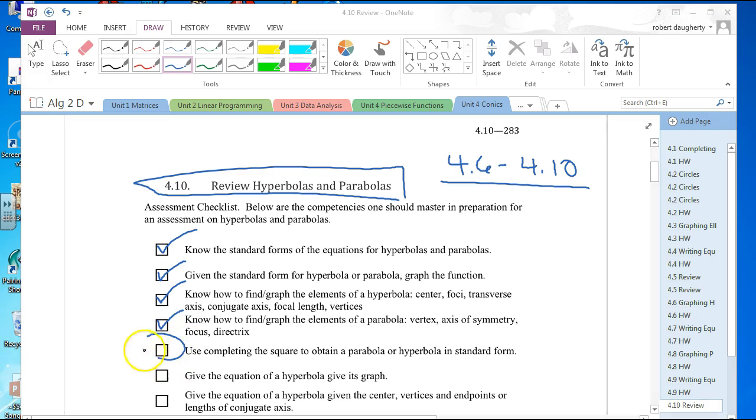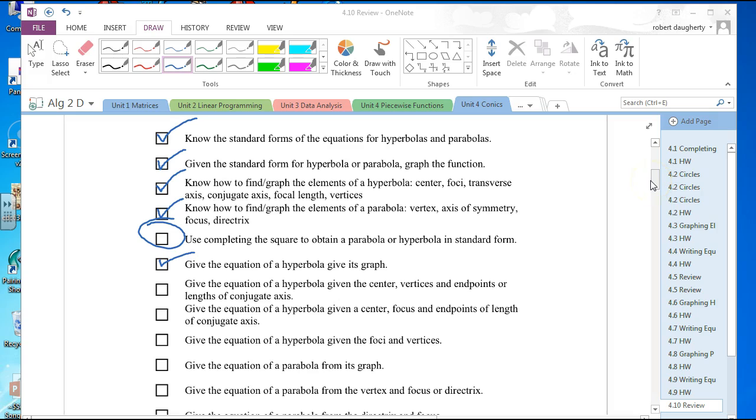Completing the square. We did that with circles and ellipses. We continue to do that with parabolas and hyperbolas. Give the equation of a hyperbola if I give you the graph. Give the equation of a hyperbola if I give you the center, the vertices and endpoints or lengths of the conjugate axis. If I give you a center, a focus and endpoints of the conjugate axis. Or if I give you an equation of a hyperbola, given the focus, give me the equation if I give you the foci or the vertices.